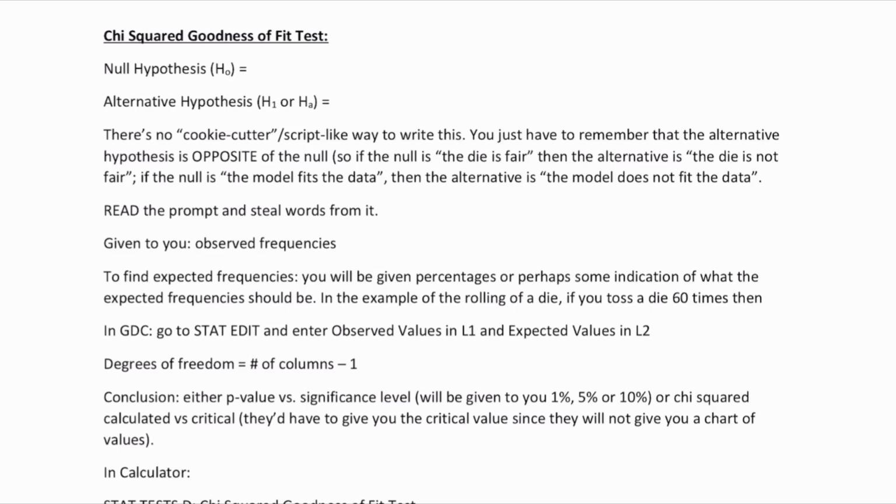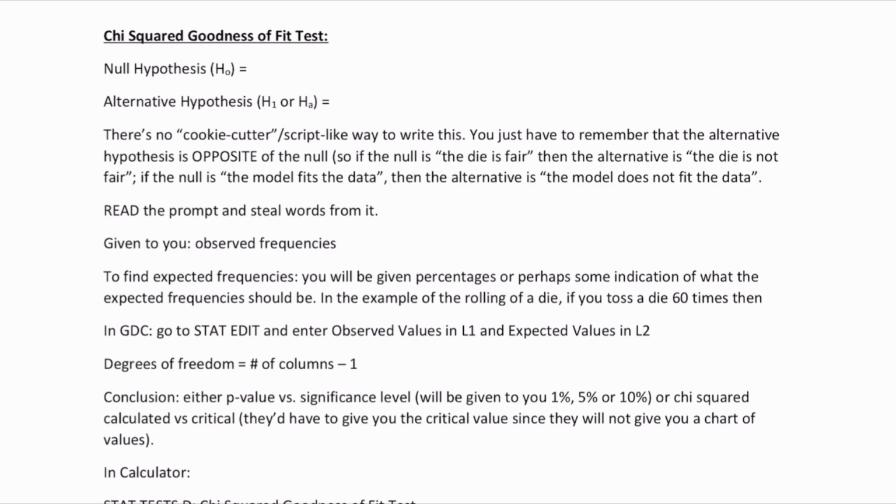Okay, so now we're going to move on to another type of test, and that is the chi-square goodness of fit test. Unlike the chi-square test of independence, in order for you to write down the null hypothesis and alternative hypothesis, they are not so cookie cutter. The notation is still the same. The null hypothesis is H naught, the alternative hypothesis is H1 or HA, but there's no cookie cutter script-like way for you to write this down. You have to read the problem and you kind of have to steal from the prompt.